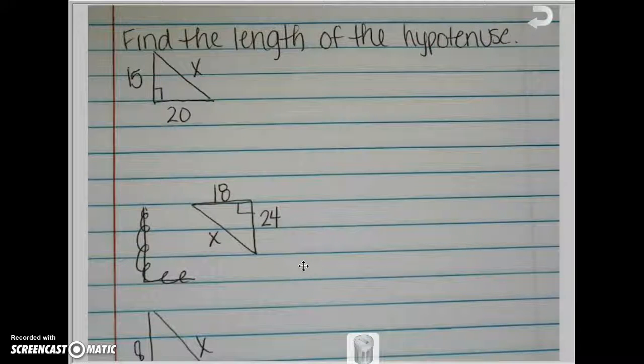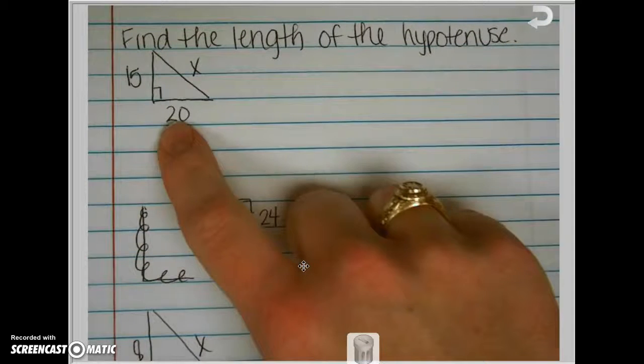We're going to do a little bit of notes over the Pythagorean Theorem. In this video, it's just going to be three examples where we're finding the length of the hypotenuse. So here we go. First example.